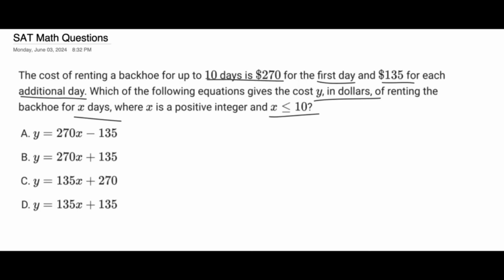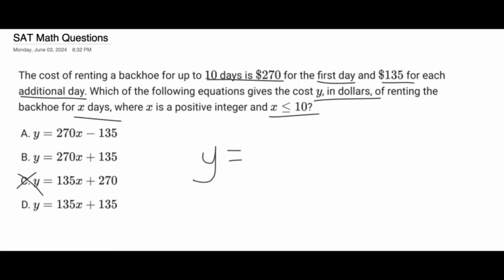All right, so let's look at our options here, and the first one I want to cross out is C, because C seems like the obvious answer, because you start off with $270 on the first day, and then it costs $135 for each additional day. So you might think that it's 135x as a slope, which it is, but there's something else you have to consider. So if you think about it, y is the cost in dollars.